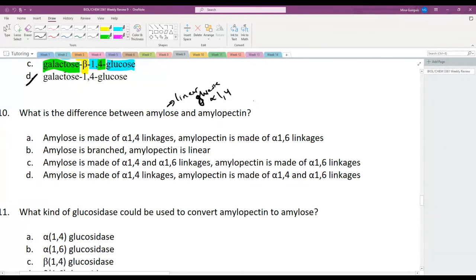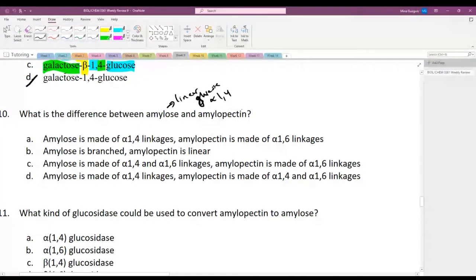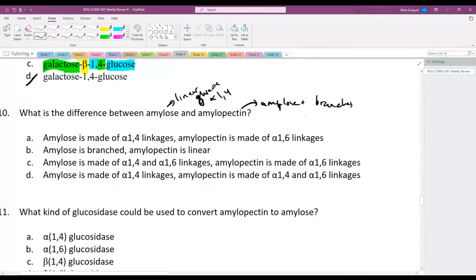I think of amylopectin as amylose plus something. So amylose plus branches made by alpha-1,6 bonds, okay? So one option says amylose is made of alpha-1,4, amylopectin is made of alpha-1,6. That's incorrect because amylopectin has both 1,4 and 1,6, okay? Another says amylose is branched, amylopectin is linear. That's the exact opposite. And I don't want to read both C and D, so I'm just going to circle D because it's the correct answer.